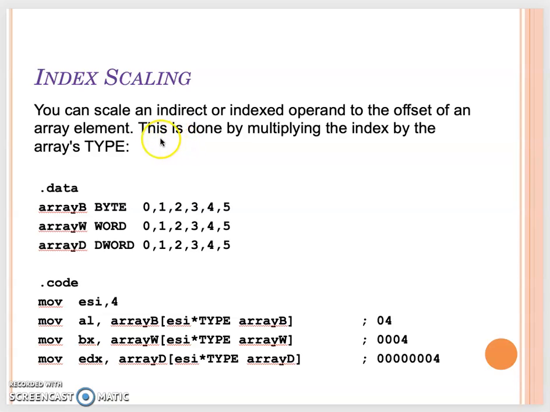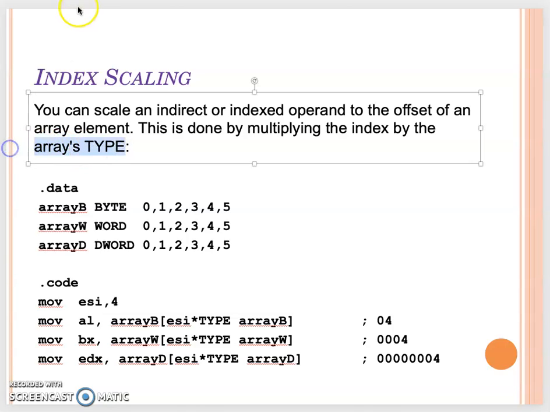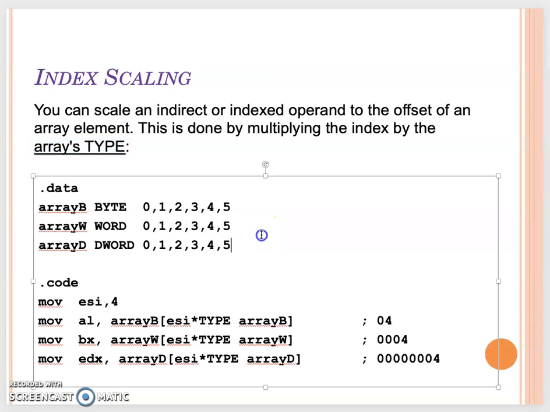By doing that, it is actually done by multiplying the index by the array type. Here you will know array type basically means each element, what is the size in memory. So for example, here we have 3 different arrays. The first one is a byte array, then a word array, then a dword array. Even though the values look the same, for the first array they're holding the value in 1 byte, then 2 bytes, then 4 bytes in different arrays.